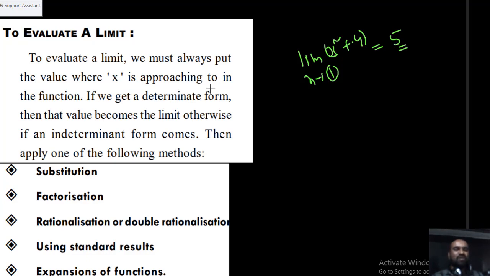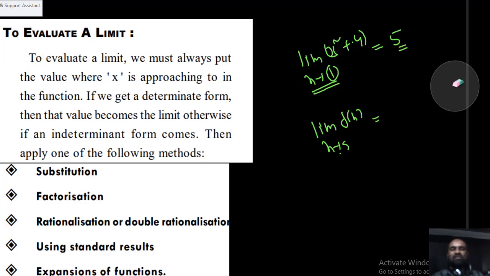What is the meaning of this explanation? Just put x equal to a. For example, if you want to find the limit of f of x where x is tending to a, put x equal to a. If you get a determinate form, a non-indeterminate form, meaning the result is not in the form 0 by 0, not infinity by infinity, not 1 to the power infinity, and you get a finite value, that finite value is taken as the limit of the function.